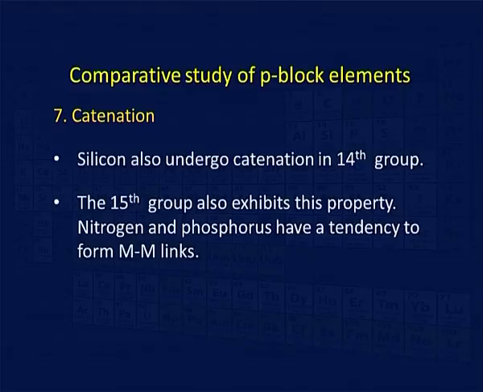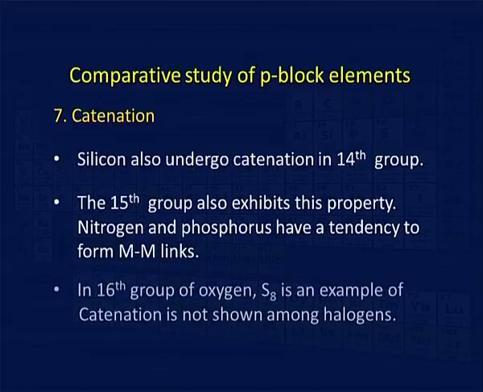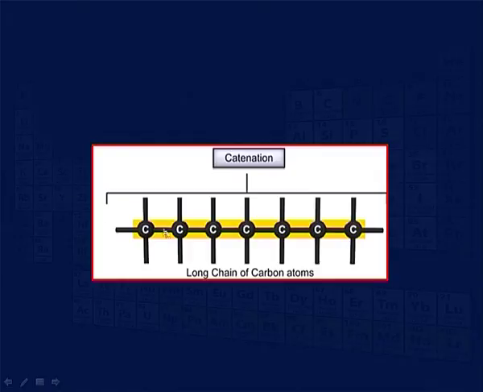The 15th group also exhibits catenation. Nitrogen and phosphorus have a tendency to form such links. In the 16th group, S8, sulfur, is an example of catenation, but the halogens do not show such property. This presentation shows how carbon atoms combine to form long chains, and the chains get attached together laterally and linearly. Such catenation property is seen with carbon.